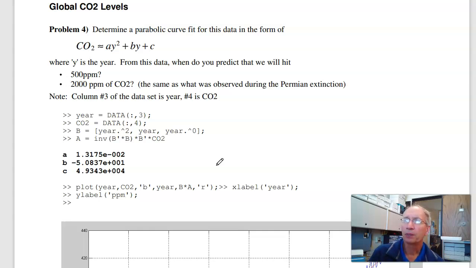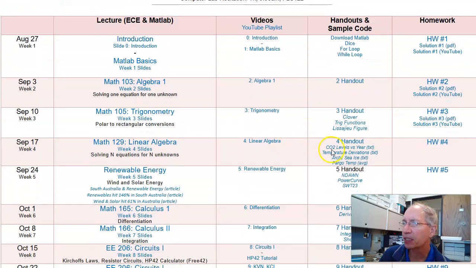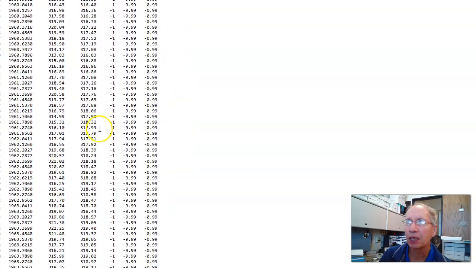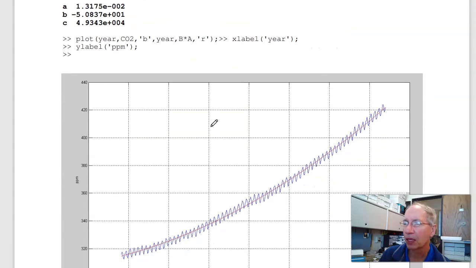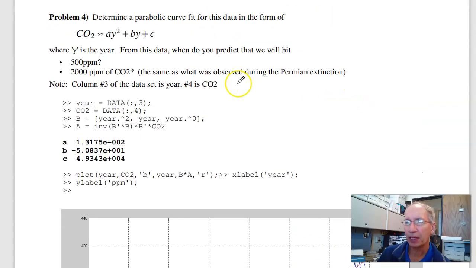Problem 4. Suppose I have more unknowns than equations. In that case, you get least squares. For example, if you go to Bison Academy under 111, here are some data sets. If I click on them, this is the CO2 level versus year. Copy that, throw that into Matlab. I've got a whole bunch of data, and here's what the data looks like, the blue line. Let's come up with a curve fit, a parabolic curve fit that matches the data.